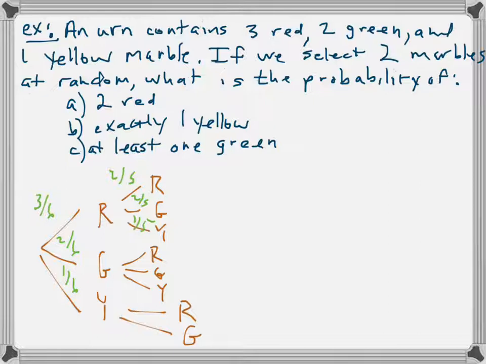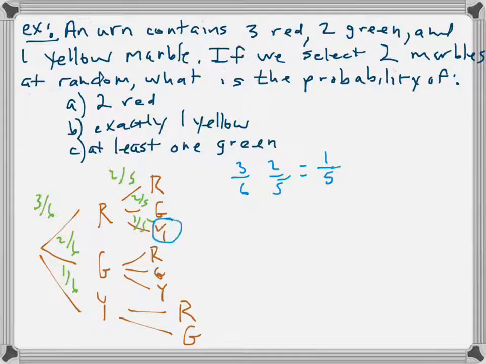What's the probability of getting 2 reds? Well, the only way of getting 2 reds is if I follow this branch. So that's going to end up being 3/6 or 1/2 times 2/5. 1/2 times 2/5 is going to be 1/5. So I actually only have a 1 out of 5 chance of getting 2 reds if I pick 2 marbles. Exactly 1 yellow.